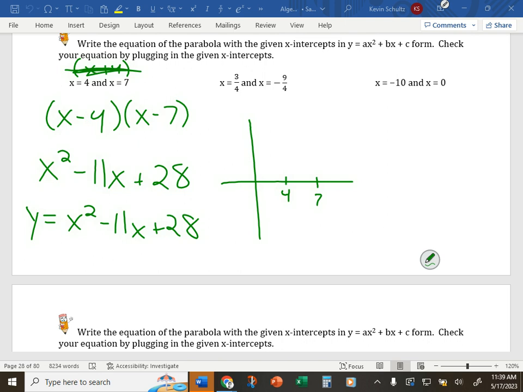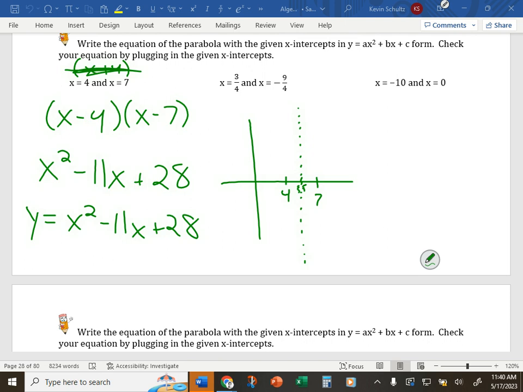But let me put it this way: who can tell me where the axis of symmetry is going to go through the x-axis? The middle of 4 and 7, right? Because a parabola is symmetrical between 4 and 7, 5.5. That's where the axis of symmetry is going to go. So knowing the x-intercepts gives you a shape of what this parabola is going to look like.